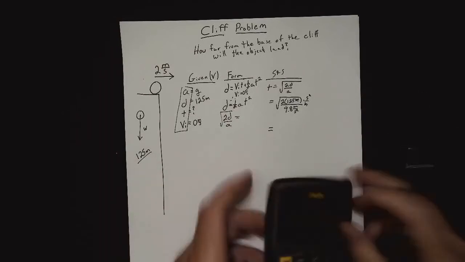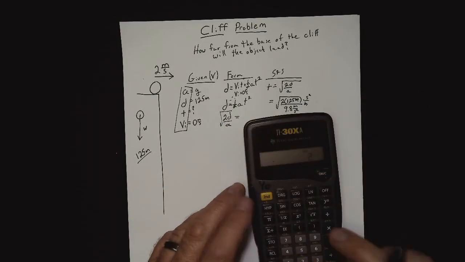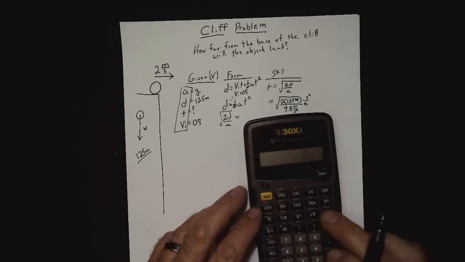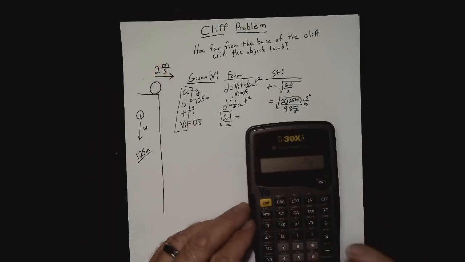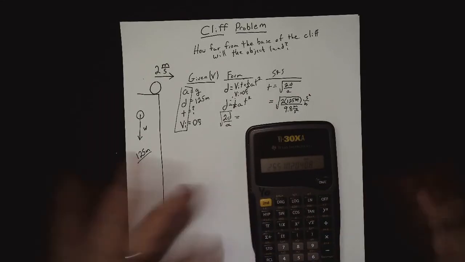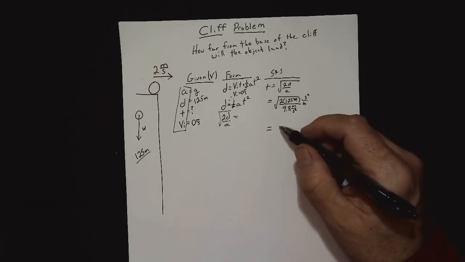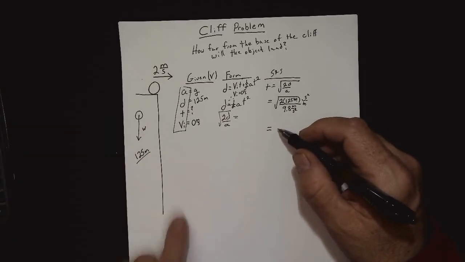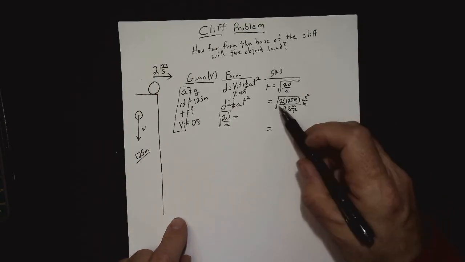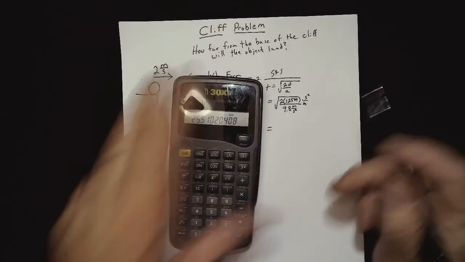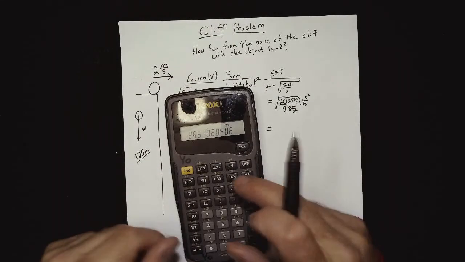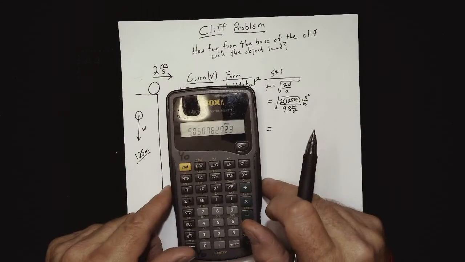And when we do this, 2 times 125 divided by 9.8 equals 25.5. There you go, 25.5. Is that right? Now, wait a second. Didn't we say it was going to take 5 seconds to fall? Huh. What did I do wrong? Look at that. The square. I have to take the square root of that.